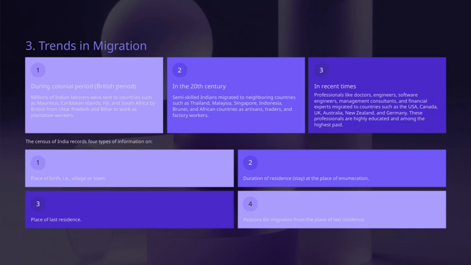Next, we observe the reasons for migration from people's last residence. In recent times, the duration of residence, meaning how long people stay at their current location, has become an important factor. Moving further back in history, during the colonial period, a significant number of Indian laborers from Uttar Pradesh and Bihar were sent abroad by the British. They worked as plantation workers in places like Mauritius, the Caribbean islands, Fiji, and South Africa. This was a major chapter in the migration story driven by colonial economic needs.